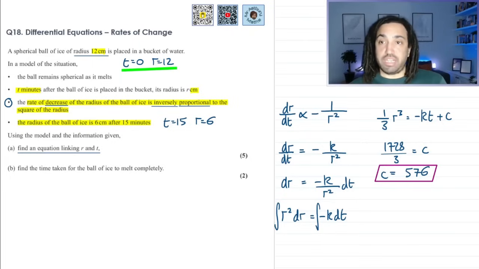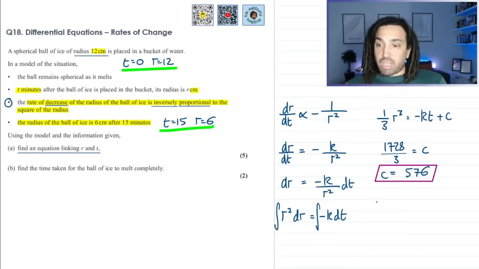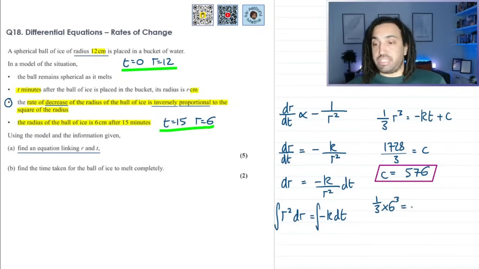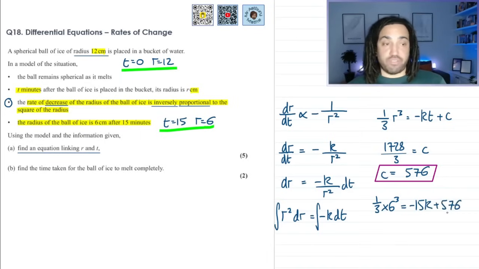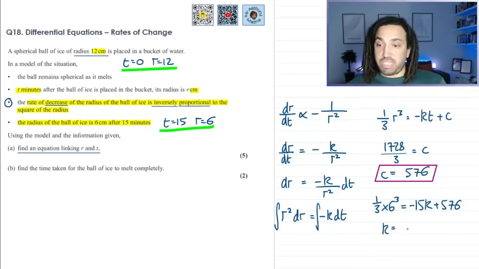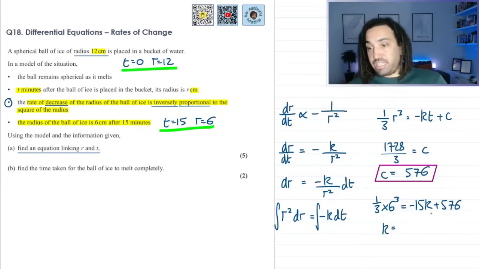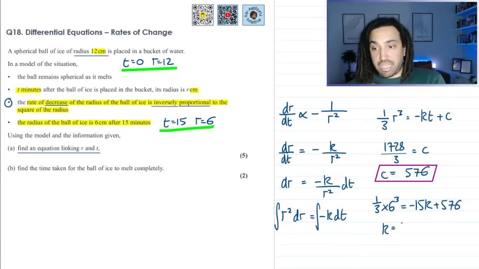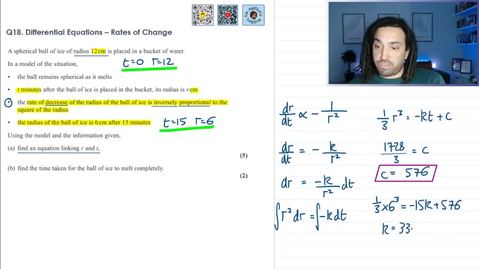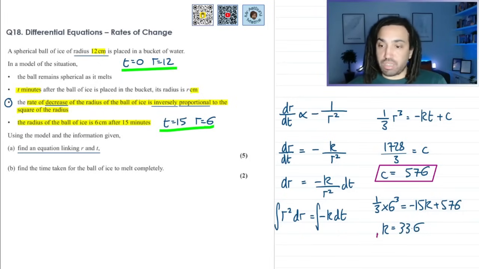And next we need to then sub in the next bit of information to get our second. So this equation is, again, a third times by r, which in this case is 6 cubed, and then it is minus k times by 15, so minus 15k, and then plus c, which is 576, and this can be rearranged and solved for k to get k is equal to 33.6.